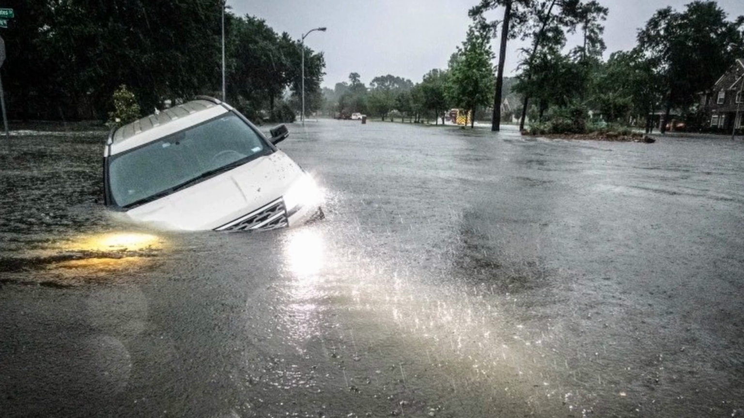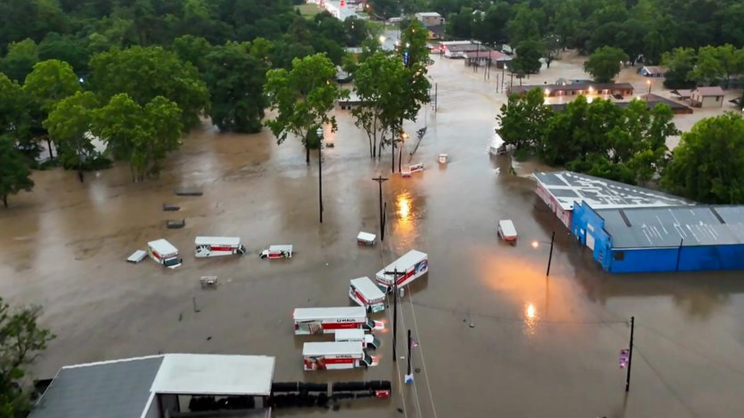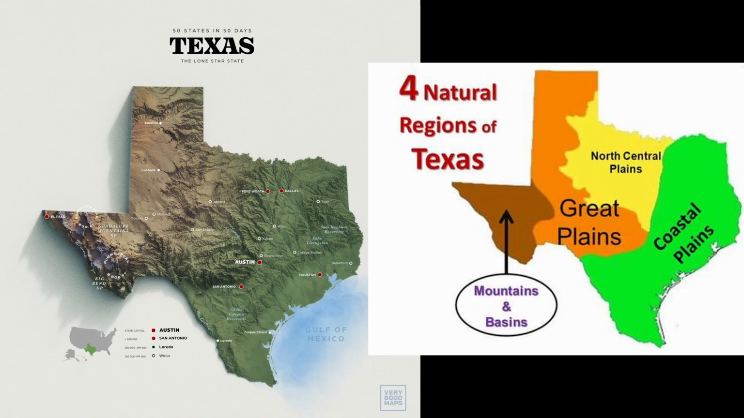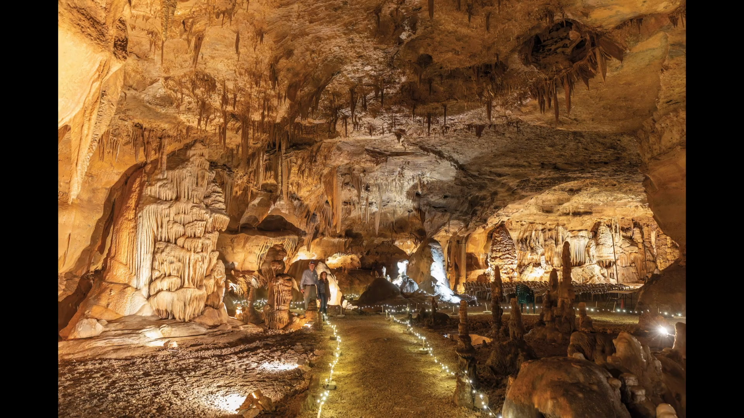How Texas geography makes floods worse. Heavy rainfall is the main culprit behind Texas floods, but the state's geography plays a significant role in amplifying flood risks. Here's a deeper dive into why.